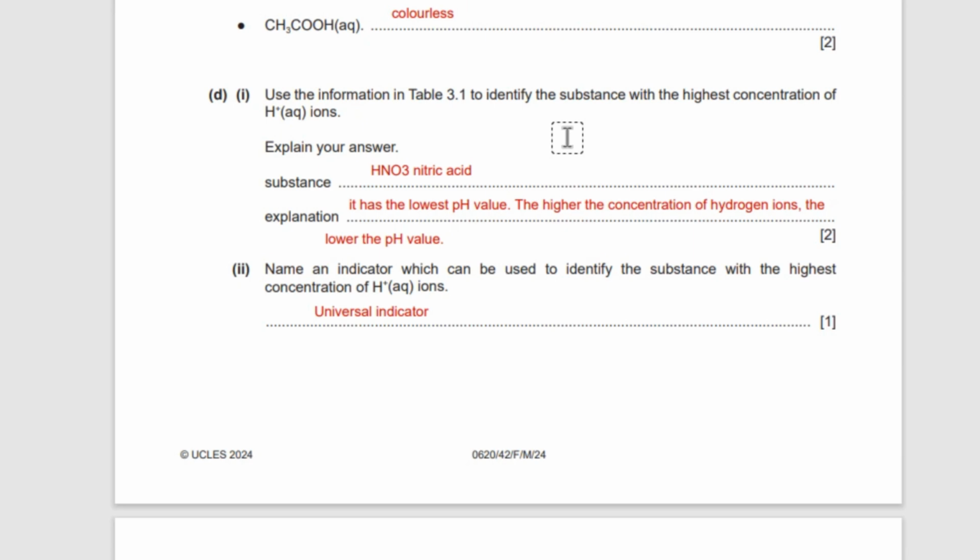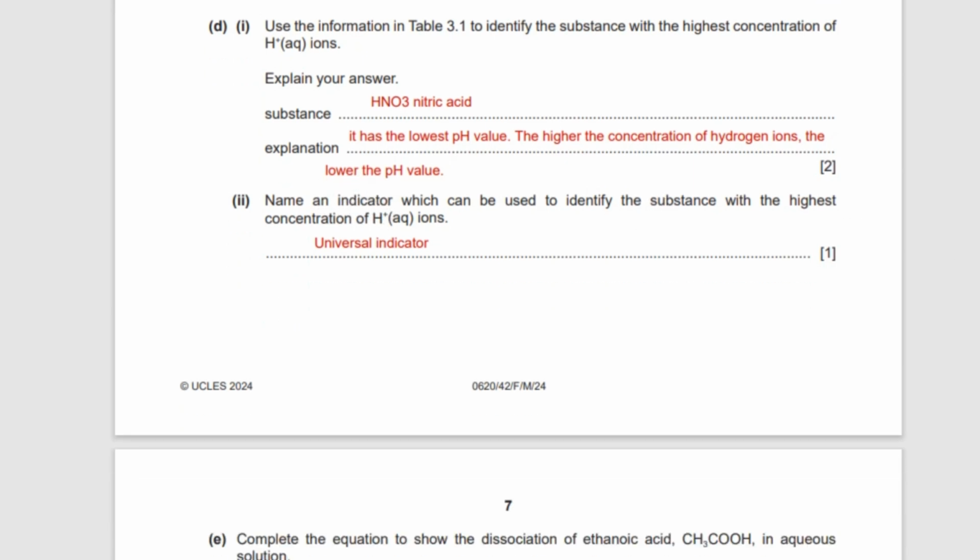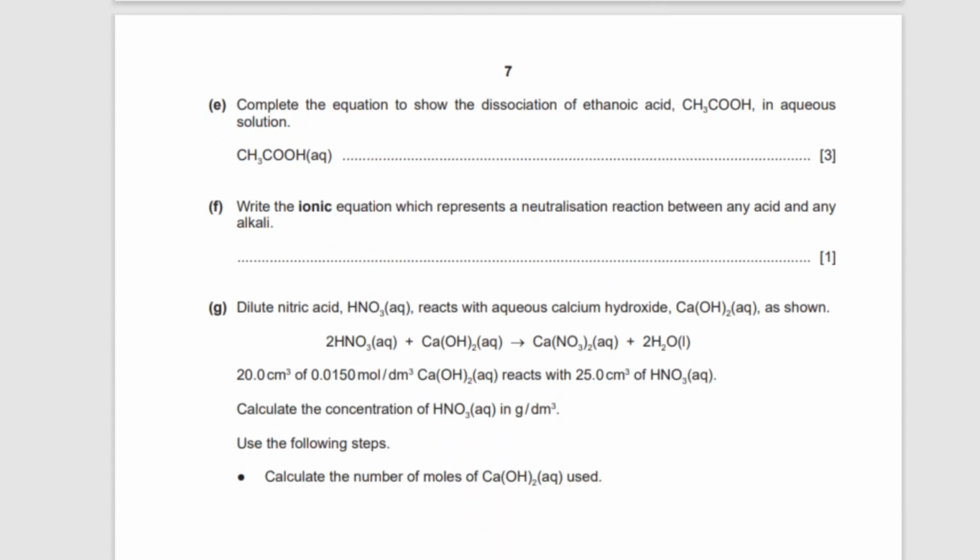Okay, another instrument that can tell you the strength of an acid is the pH meter. But here we are asked to mention an indicator, not an instrument. I hope you get that clear. Alright, we make progress to the next question.